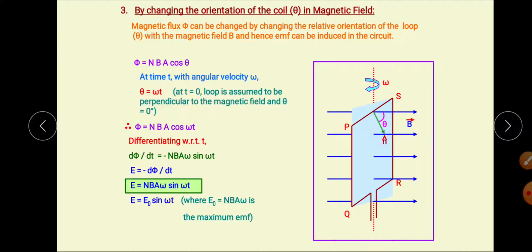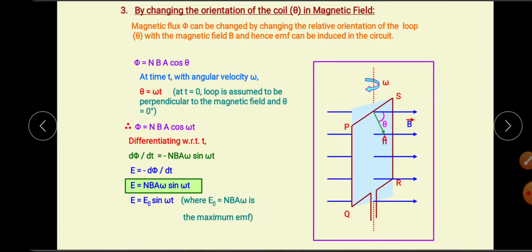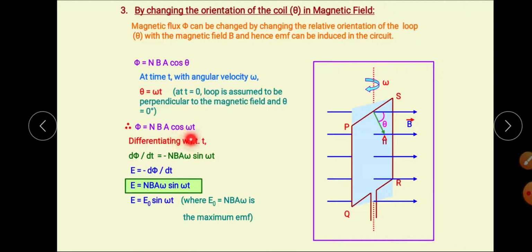As the coil is rotated uniformly and continuously in the magnetic field, to obtain the induced EMF we differentiate the expression of phi with respect to time. So d phi by dt equals NBA, which is constant and remains as such, times the derivative of cos omega t. The differentiation of cos is minus sine, so a negative sign appears, and the differentiation of omega t is omega. So d phi by dt is minus NBA omega sine omega t.